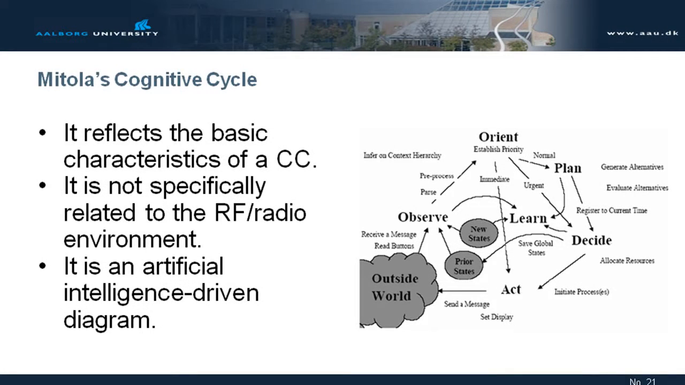And that's his cognitive cycle. As you can see, if you look carefully, there is basically nothing related specifically to the radio. That's more an artificial intelligence diagram. Because he was a software guy, so he was not caring too much about the specific details of the radio channel. He was caring about the user experience from a software point of view. This is basically an artificial intelligence state diagram.